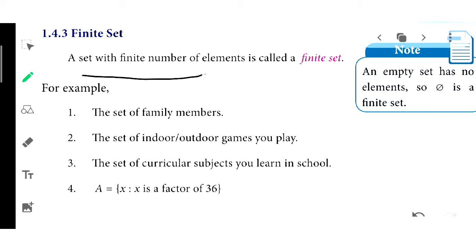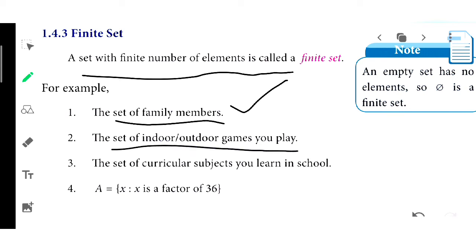The set which has a finite number of elements is called a finite set. Example, the set of family members, that is, your family members can be counted, so it is a finite set. And the set of indoor or outdoor games you play is a finite set, because we can categorize the games you play like indoor games and outdoor games, so this is also a finite one.